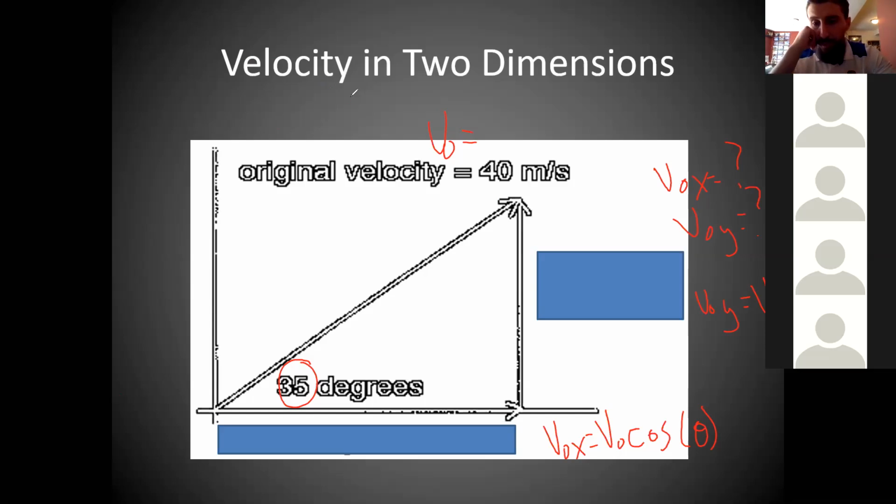Okay, when you get an answer for velocity initial in the X, type it in the chat. Actually, let me do it too. I don't know the answer. So it's 40. Velocity initial in the X direction. When you get an answer for that, type that in the chat.